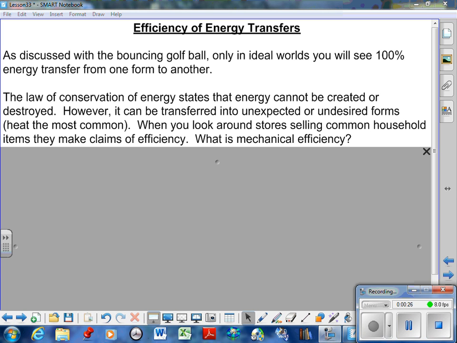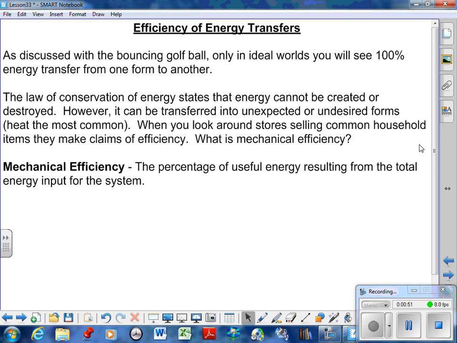So the law of conservation of energy says energy can't be created or destroyed. It can be transferred into unexpected or undesired forms, and usually heat is the most common undesired form. When you look around stores selling common household items, there is what we call the Canadian Efficiency Guideline, and it tells you how efficient a particular household appliance is.